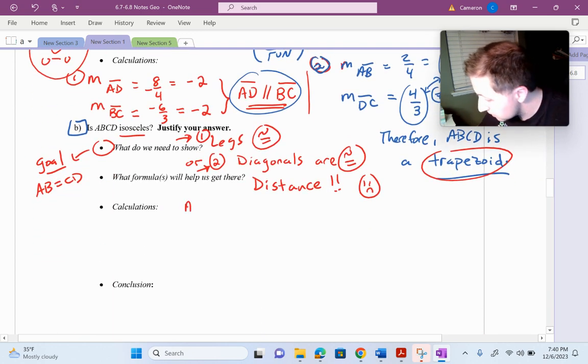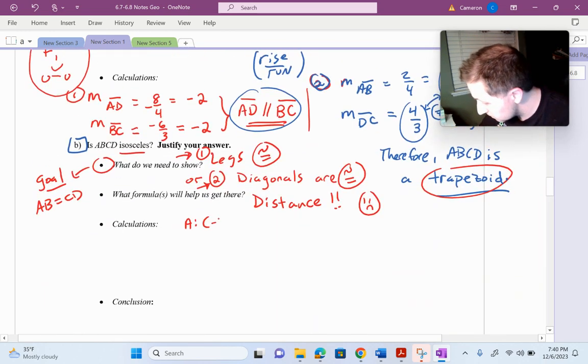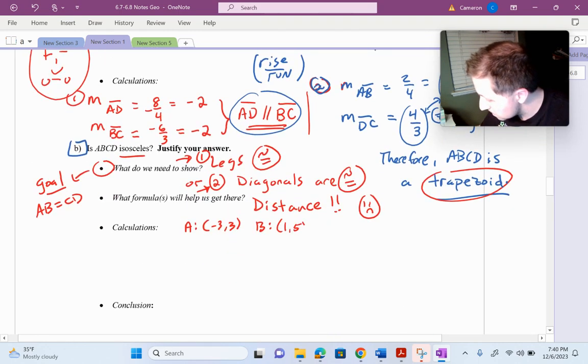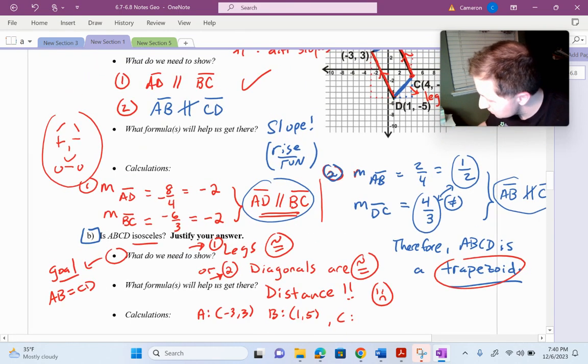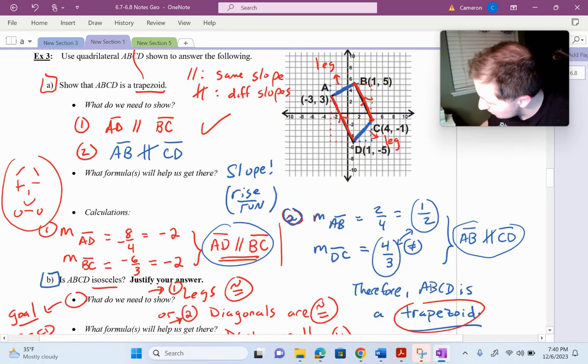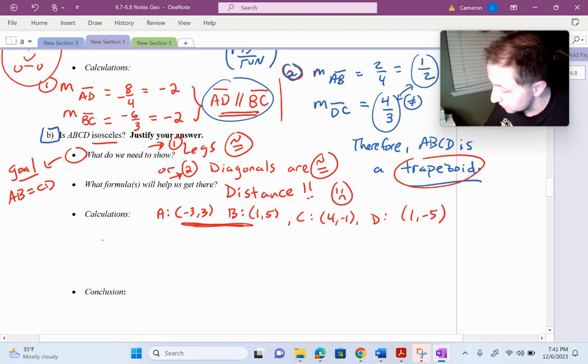And I'm going to list the ordered pairs so that I can have them right here. So A is negative 3, 3. B is 1, 5. C is 4, negative 1. And D is 1, negative 5. Okay. And so the legs were AB and CD. So I'm going to focus on these 2 first. I'll do these in red.